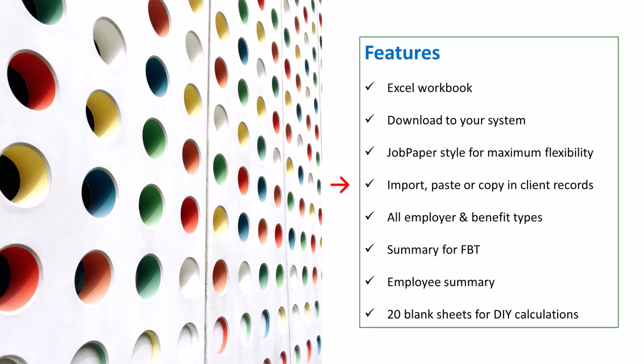As well as including several handy job management tools, you can import Excel data or copy in or paste any number of client and or ATO reports and screenshots of supporting client records. This calculator can be used for all employer and benefit types. It includes a summary for the FBT return and a summary of benefits by employee. And at the end of the workbook, there are 20 unprotected blank sheets for DIY calculations.